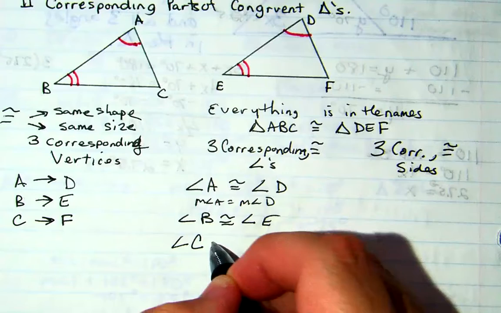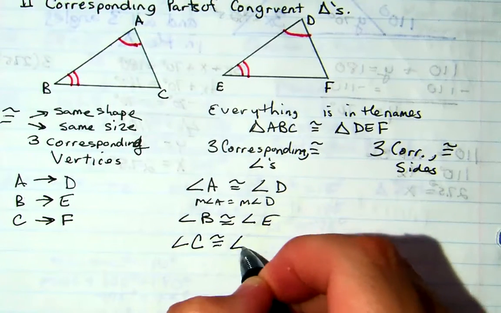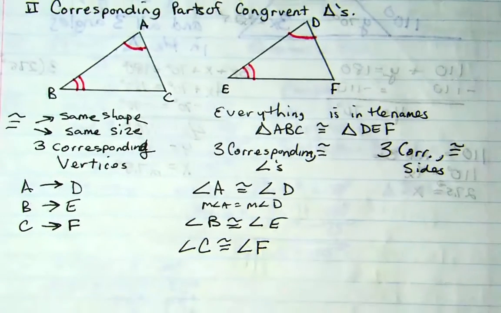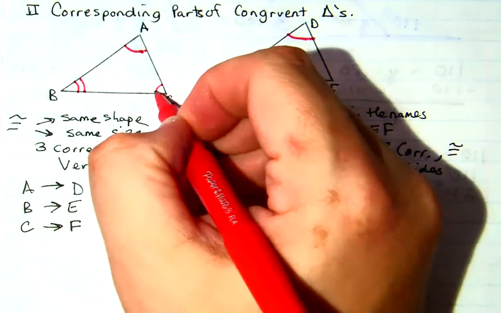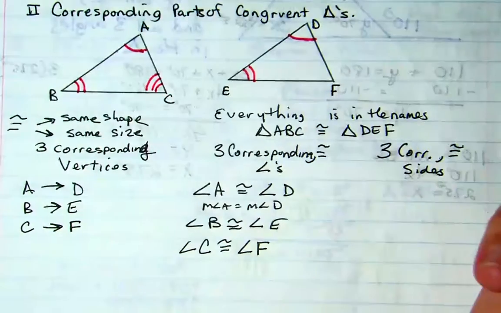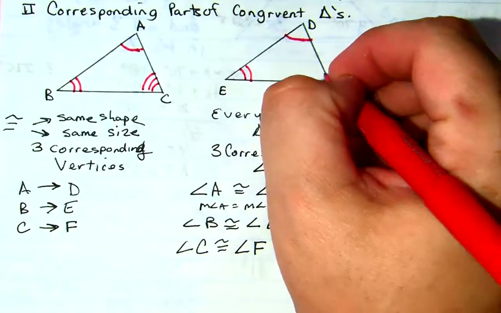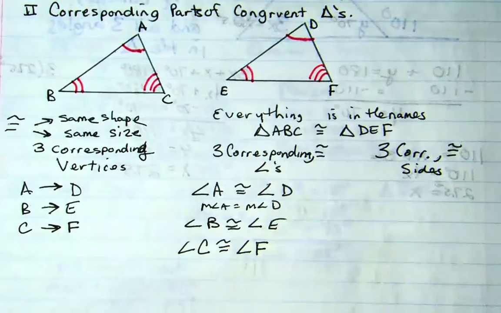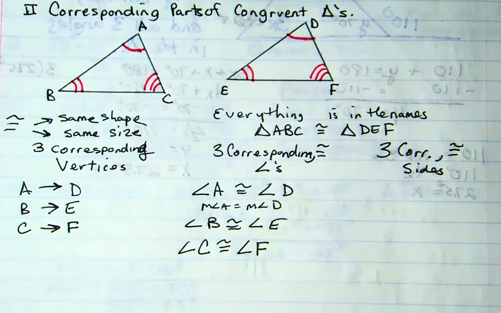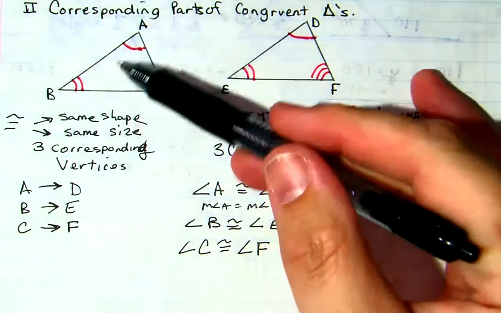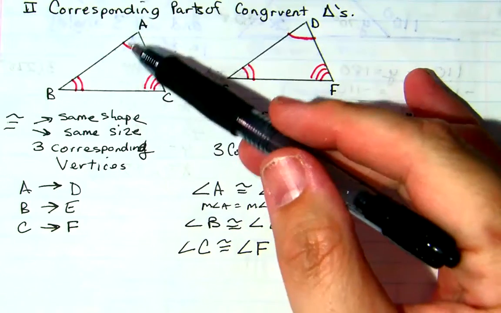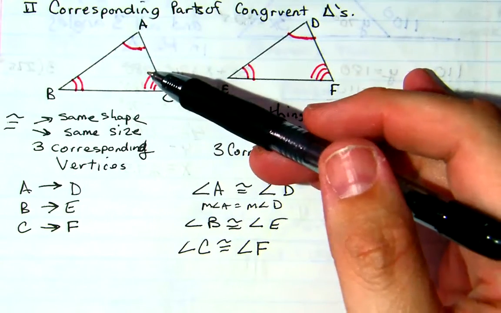Angle C is congruent to angle F. Remember, use that proper terminology. And in the picture, I'm going to put 3 marks at C and 3 marks at F. So when we're talking about corresponding parts inside the triangle, and we're talking about angles, you're going to see these congruency, what we call congruency arcs.